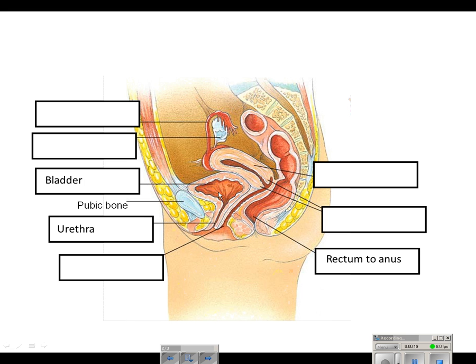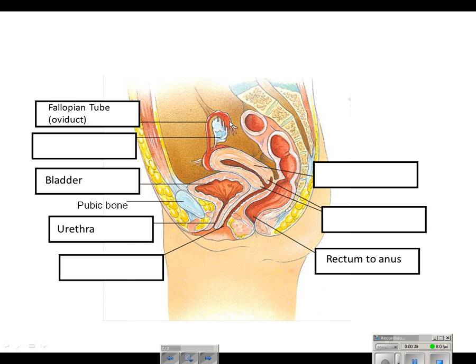We have this sac, which is called the bladder, which will hold urine until it leaves the body through the urethra. And located here, we have the pubic bone. And then over here you see the large intestine, which leads to the rectum, and the base of this, the bottom of the rectum to the opening to the outside of the body, is the anus.